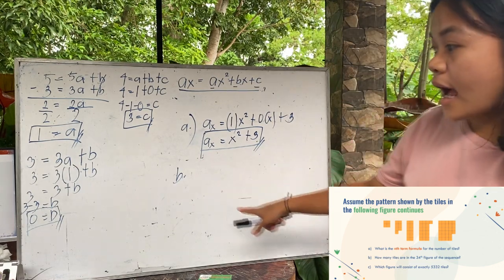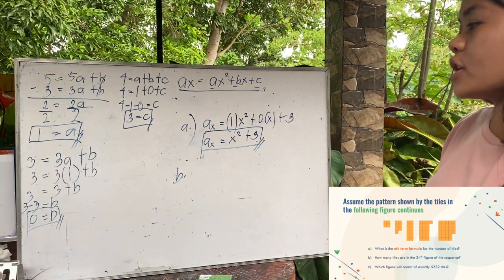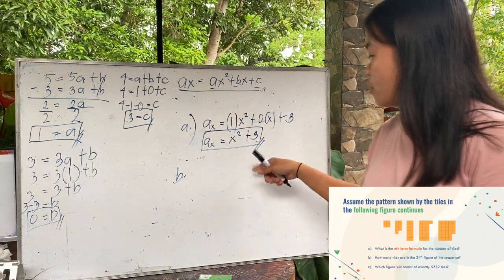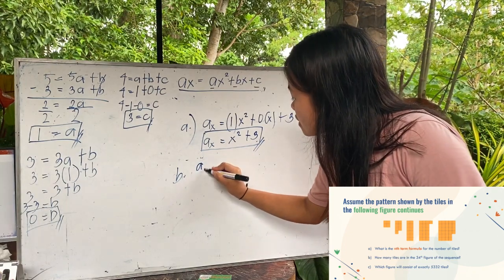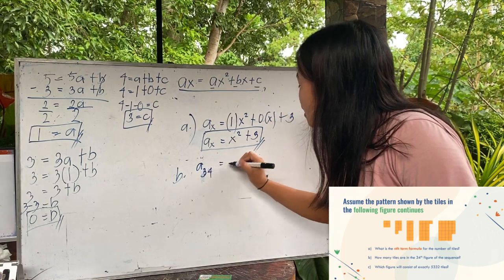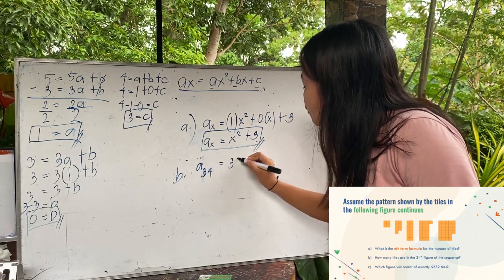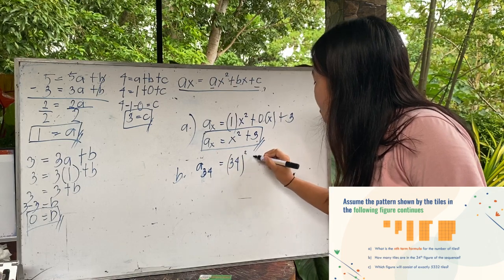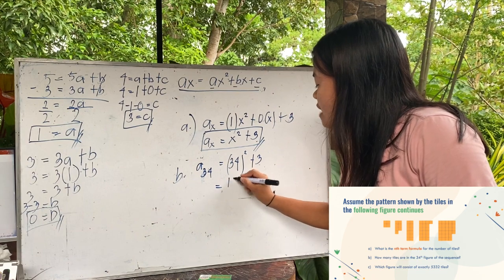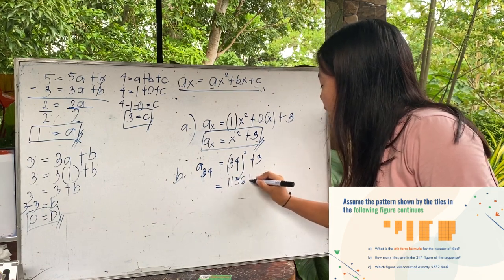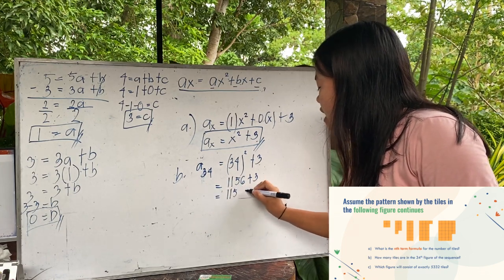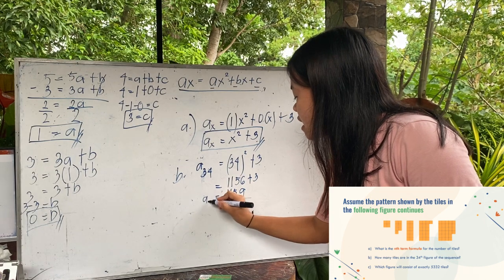So B, how many tiles are there in the 34th figure of the sequence? So by using this formula, we will just substitute the 34. So a sub 34 equals 34 squared plus 3. So 34 squared is 1156 plus 3. So this is 1159. So this is our a sub 34.